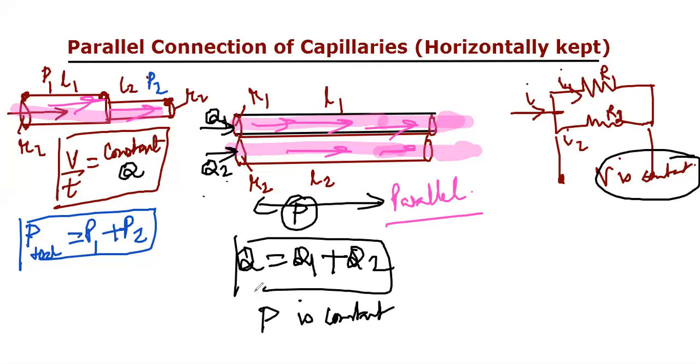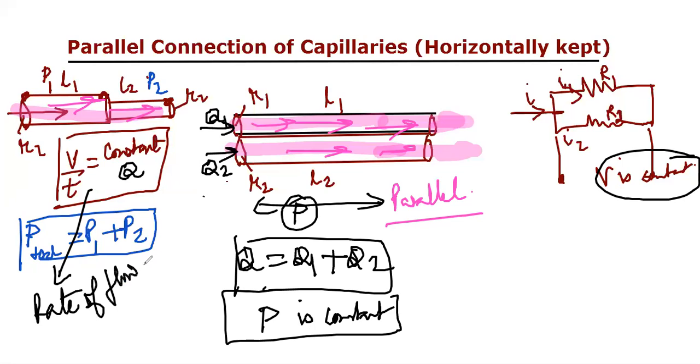So you can see in case of series connection, the rate of flow of liquid, or fluid, is constant. And in case of parallel connection, the pressure difference across the ends of the capillary is constant. So this is very, very important. So now how to proceed?